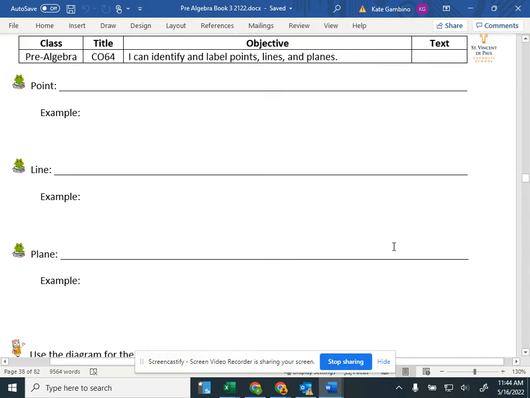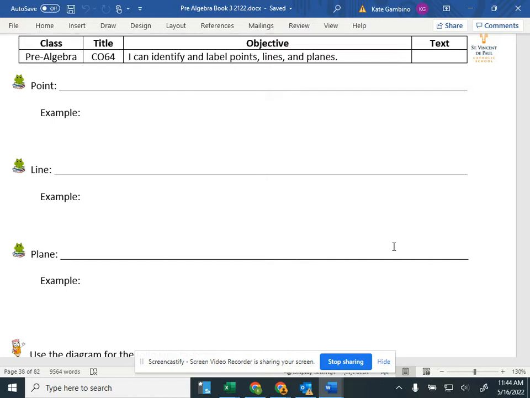We are going to be starting unit 11. It is our last unit of the year. We are going to be working on lines and angles and triangles and polygons. So we're going to start off nice and easy with kind of an easy objective. So let's look at CO64. I can identify and label points, lines, and planes.